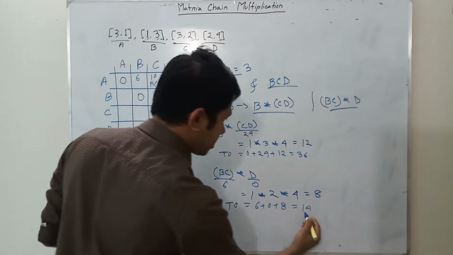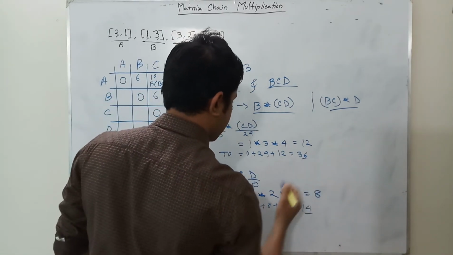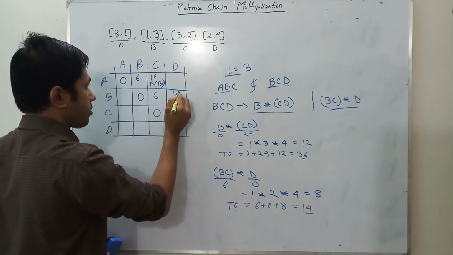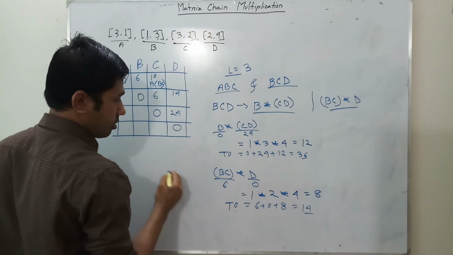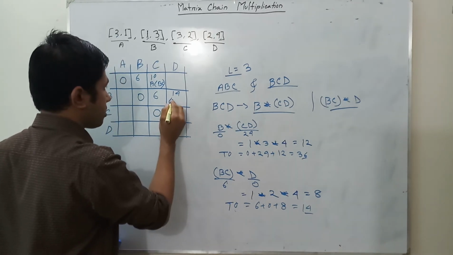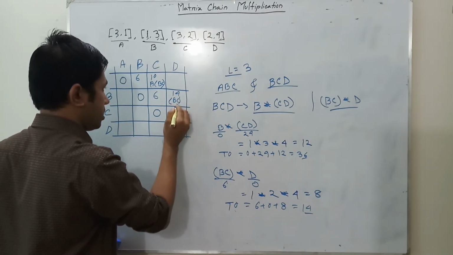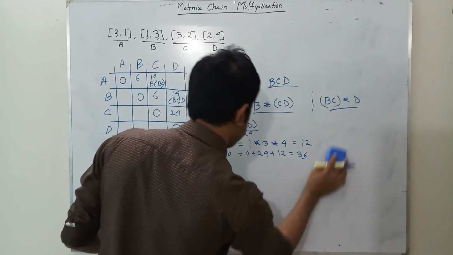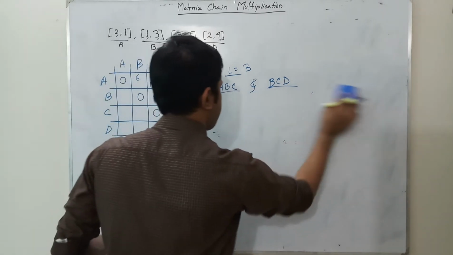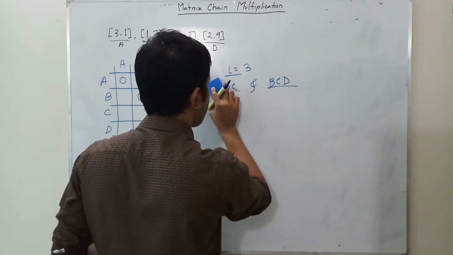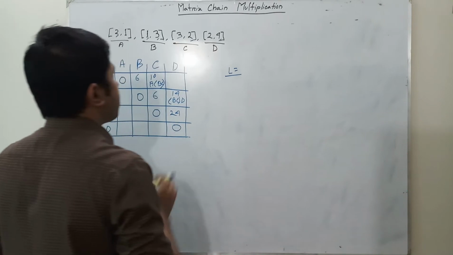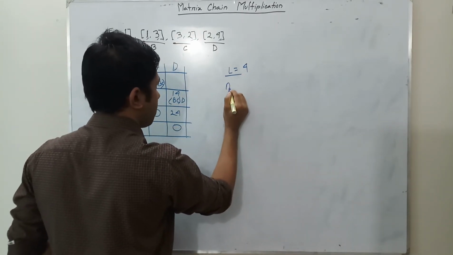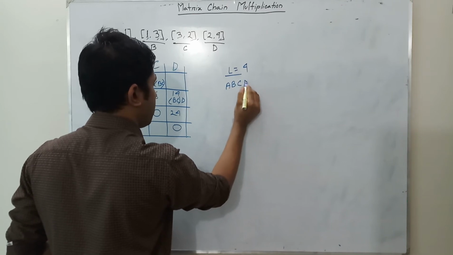Here the minimum value is 14, then 36. So we will take 14, and the order is B, C, and D. When the chain length will be 4, then we will get A, B, C, and D.